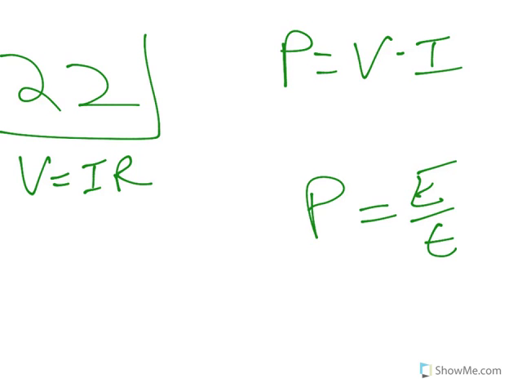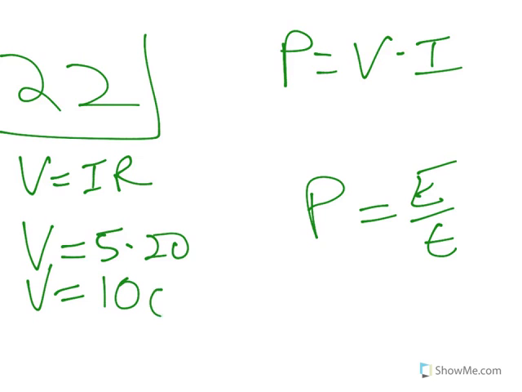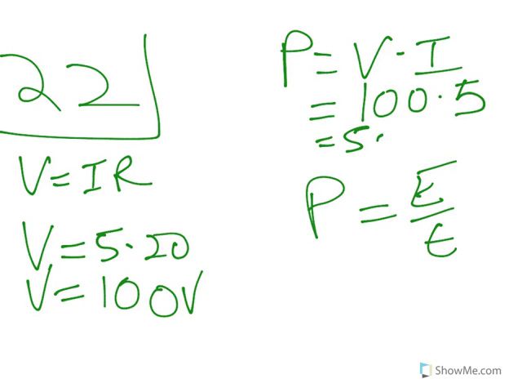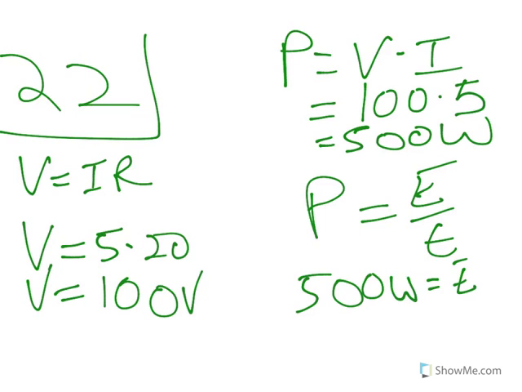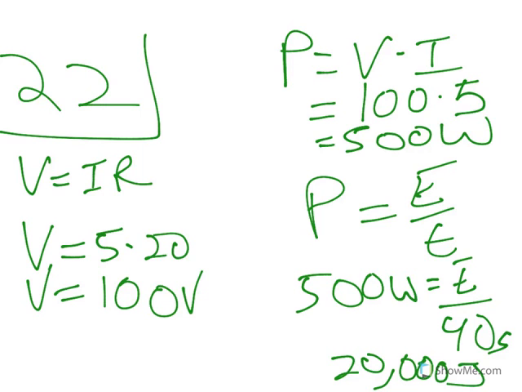So the first one we were trying to figure out the voltage. So voltage should be equal to 5 times 20, or 100. So it should be 100 volts. 100 volts times 5 amps is equal to 500, and that's 500 watts. 500 watts equals the energy divided by 40 seconds. And so we should get 20,000 joules.